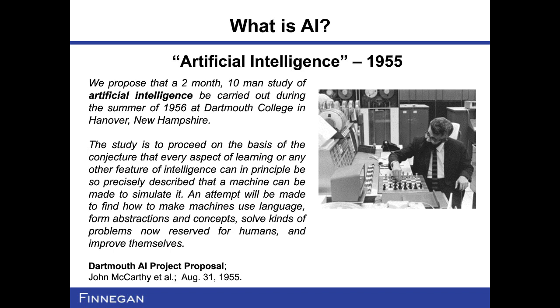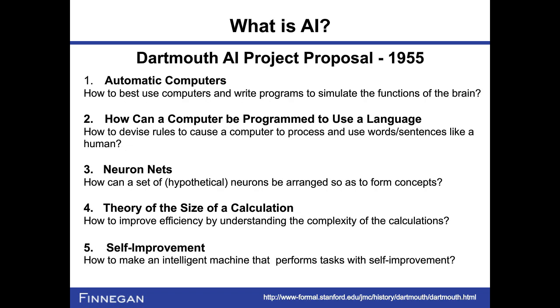In particular, you can see that John McCarthy had speculated, and I'll just quote what he said, that every aspect of learning or any other feature of intelligence can, in principle, be so precisely described that a machine can be made to simulate it. You can see from the proposal, and this is the Dartmouth proposal, that many of the things that were identified are, in fact, the key areas of research today.